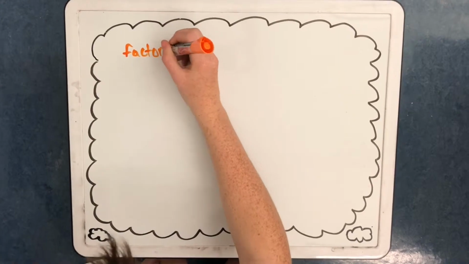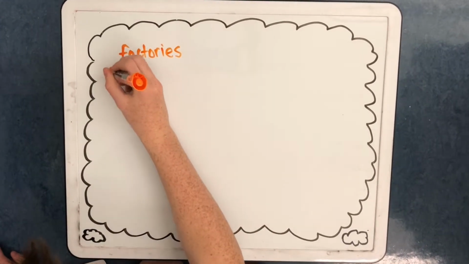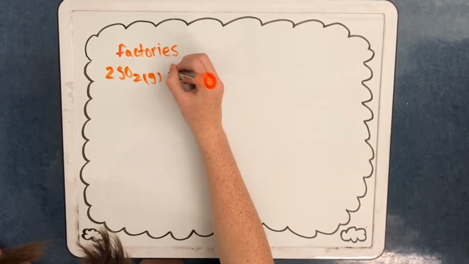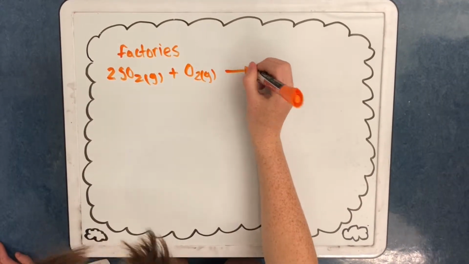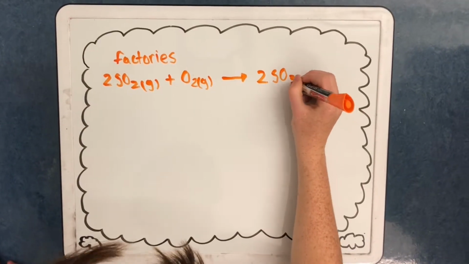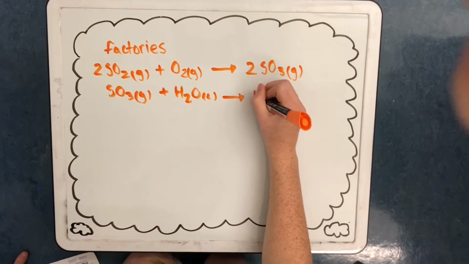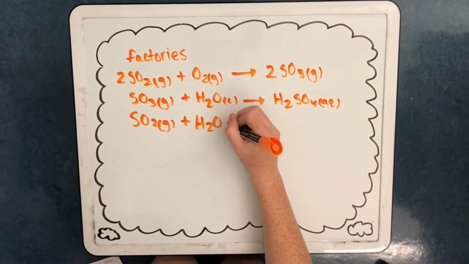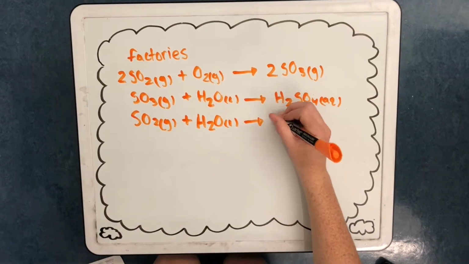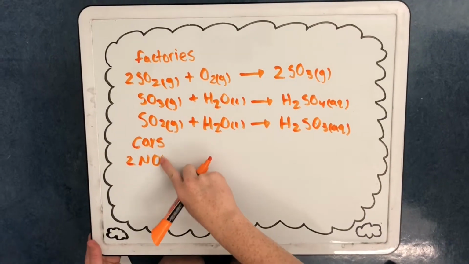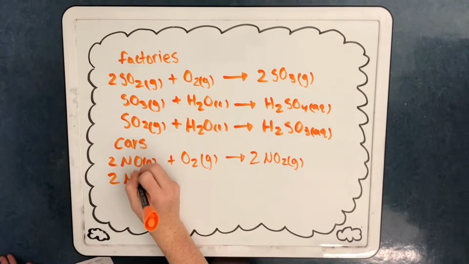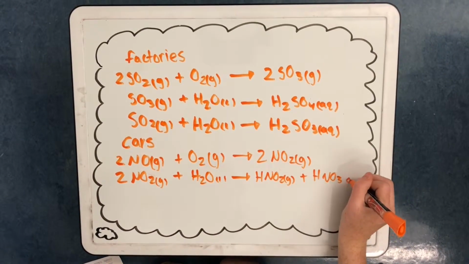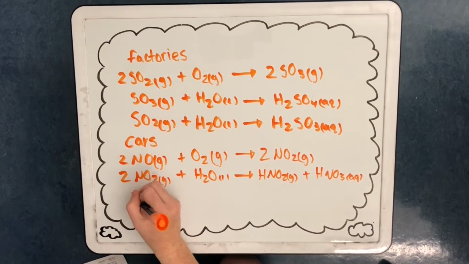When fossil fuels are burnt on Earth, they release nitrogen oxides and sulfur dioxides into the air and precipitate in chemical reactions where they are transformed into acids. For sulfur, sulfur dioxide combines with oxygen to form sulfur trioxide, which then reacts with water to form sulfuric acid. Sulfur dioxide also combines with water to form sulfurous acid. For nitrogen, nitric oxide gas combines with oxygen to form nitrogen dioxide. Then nitrogen dioxide reacts with water to produce nitric acid and nitrous acid.